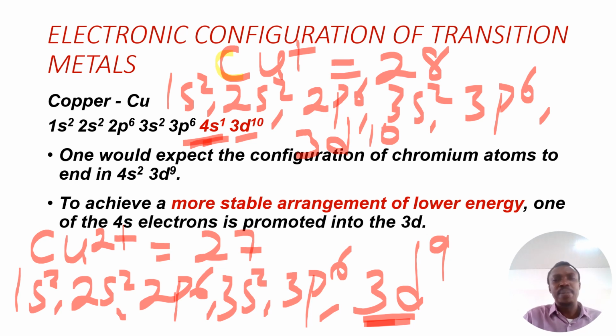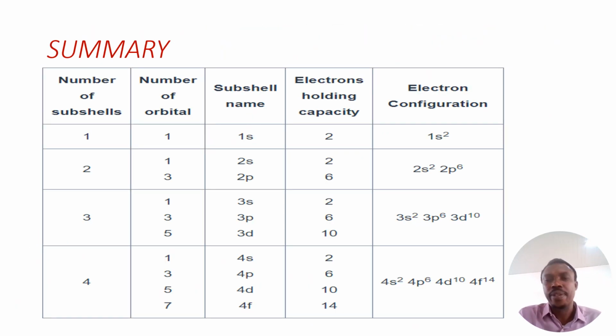So it's as simple as ABC, and please take note of the exceptions from the Aufbau principle in writing the electronic configuration, which are chromium and copper. So this is a summary of the shells, the subshells, atomic orbitals, and electronic configuration. If you look at the table that we have here, you have the number of shells, number of orbitals, the subshell name, the electron holding capacity, that is the maximum number of electrons it can hold, and the electronic configuration.